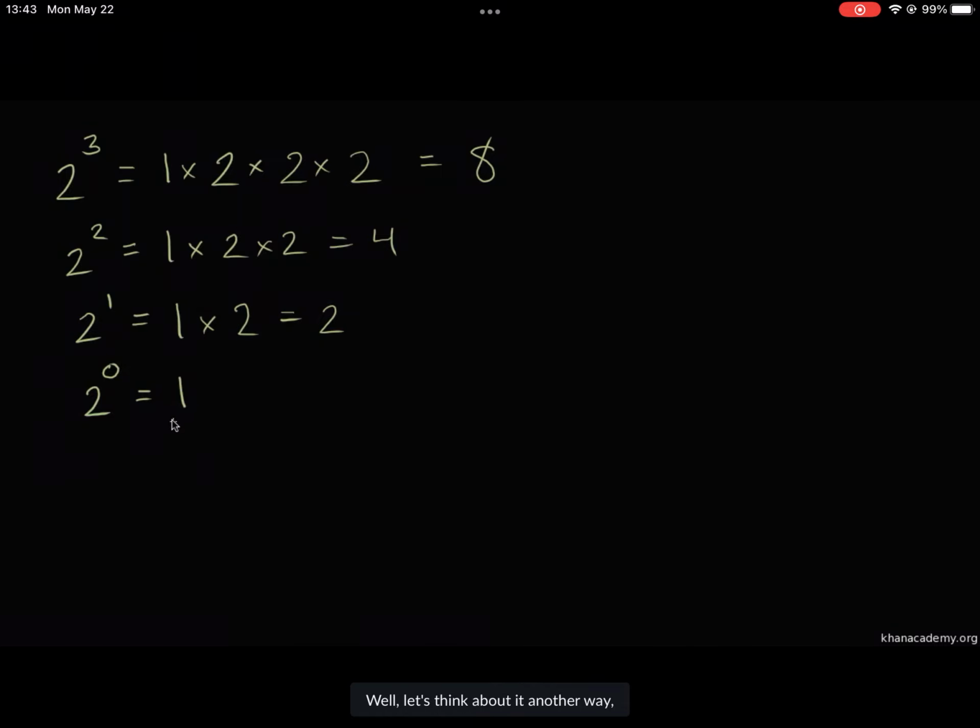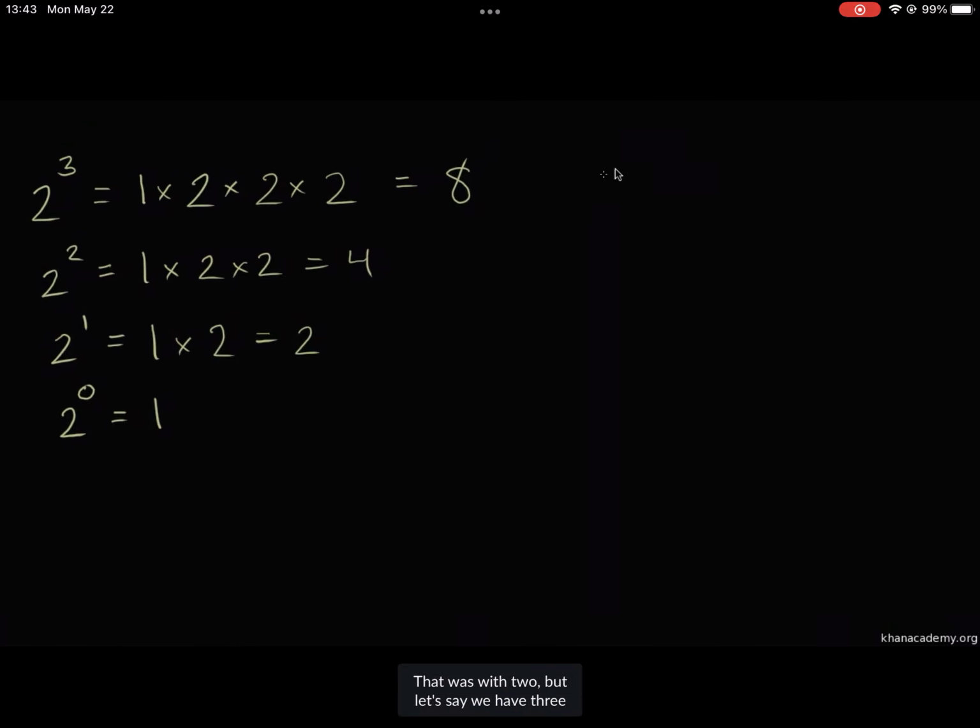Well, let's think about it another way. Let's do a different base. That was with 2, but let's say we have 3. I could say 3 to the 4th power, that's 3 times 3 times 3 times 3, which is going to be equal to 81. If I said 3 to the 3rd power, that's 3 times 3 times 3, which is 27. 3 to the 2nd power is equal to 9. 3 to the 1st power is equal to 3.